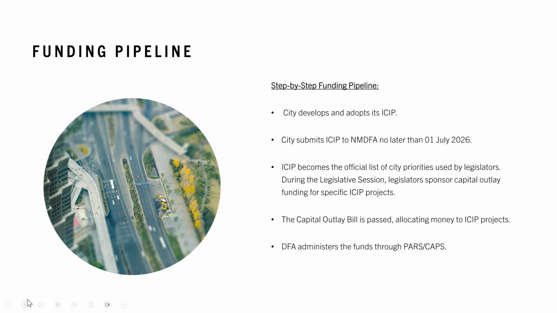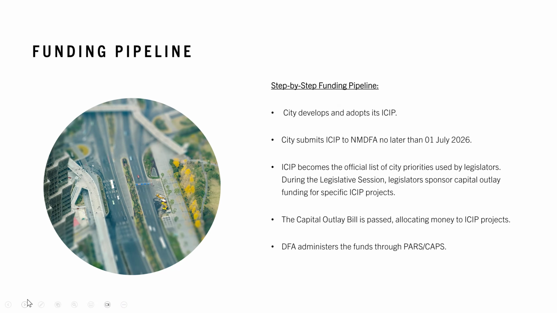ICIP becomes the official list of city priorities used by legislators during the legislative session. Legislators sponsor capital outlay funding for specific ICIP projects. The capital outlay bill is passed, money's allocated to the projects, then DFA administers the funds through PARs or caps, and Joe can talk about that system. Next slide.